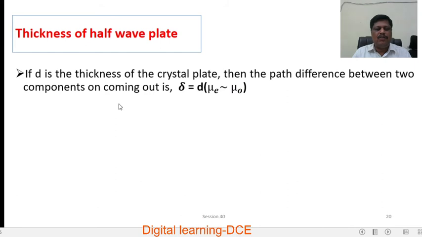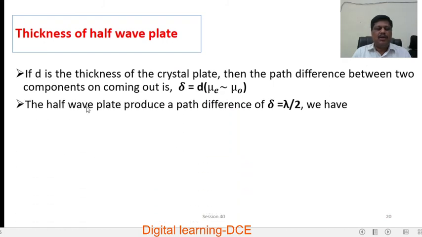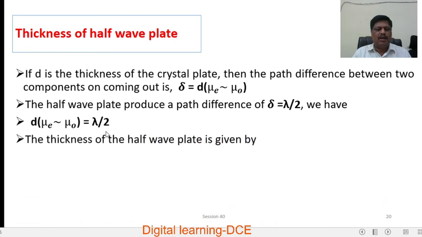The thickness of the half-wave plate can be obtained similar to the quarter wave plate. If d is the thickness of the crystal plate, then the path difference between two components on coming out, delta, is equal to d into mu e difference mu o. The half-wave plate produces a path difference of delta is equal to lambda by 2. We have d into mu e difference mu o is equal to lambda by 2, or the thickness of the half-wave plate is given by d is equal to lambda by 2 into mu e difference mu o.